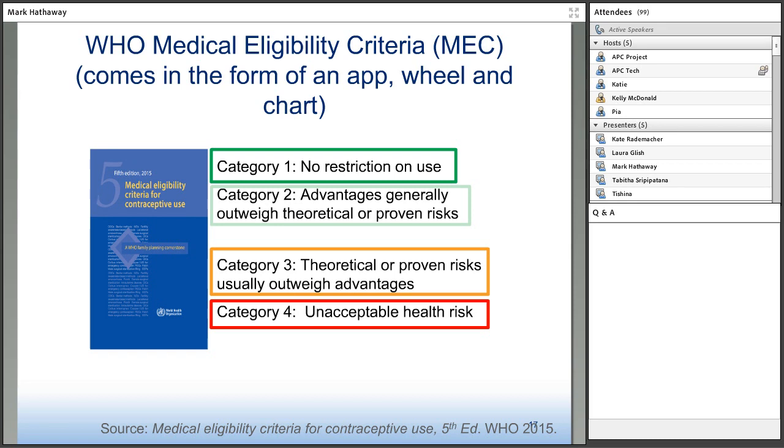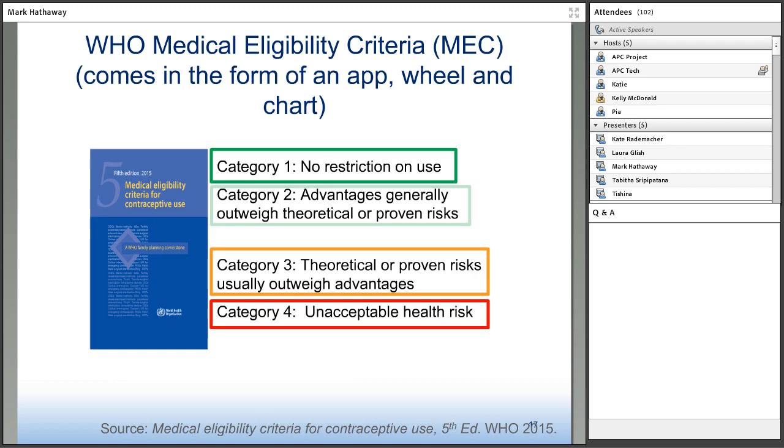So the 4 categories. Category 1, you can use the method in any circumstance. Category 2, you can generally use the method. Category 3, use is usually not recommended. And Category 4 would be an absolute contraindication, so the method should not be used. This now comes in the form of an app, a wheel, and a chart. It's an incredibly important and helpful tool for helping remove barriers to contraceptive methods that we've had for many, many years.